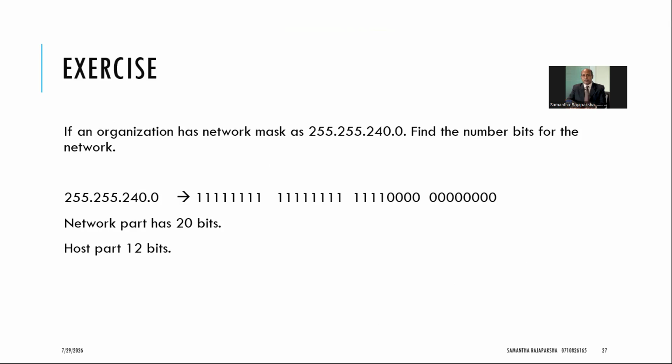At the same time, you must be able to do the other way. That is, if you are given the network mask, you need to find out how many bits for the network, how many bits for the host. What do you do? You convert this into binary. Then the ones represent the network, the zeros represent the host. Then you can see here 20 bits for the network and 12 bits for the host. Like this, the reverse calculation can be done.